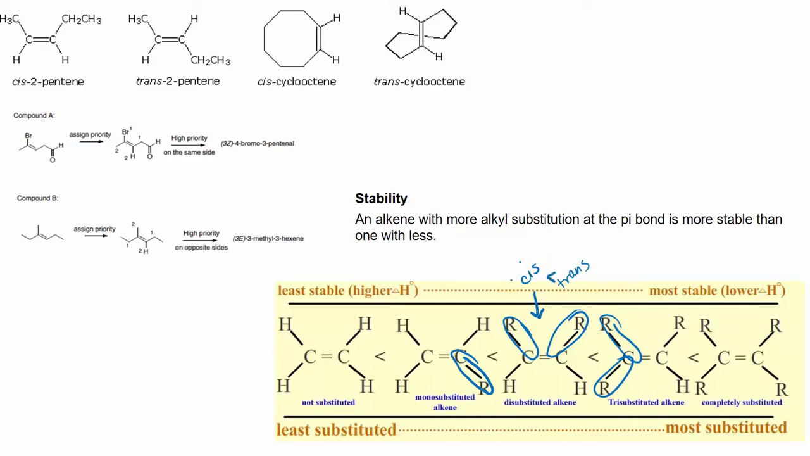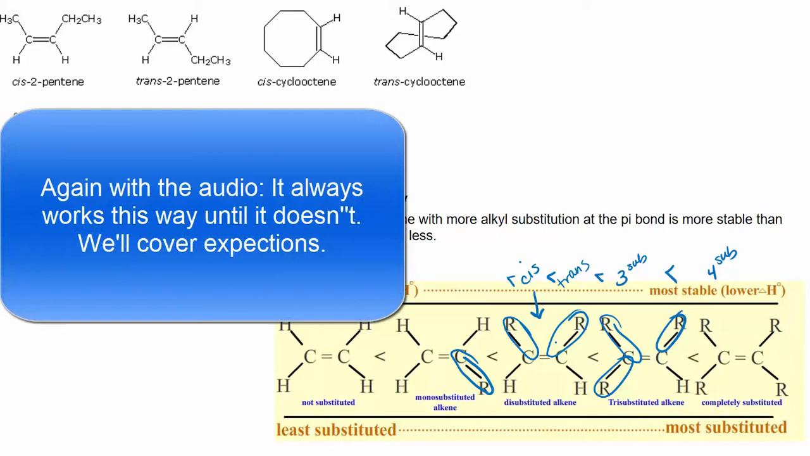So here we have 3, and here we have our 4 substituted alkenes. So remember, organic chemistry, the majority of our reactions are going to be stability driven. So when you go to predict products, the majority of the time, you will be looking for the more stable alkene. Of course, it always works this way for those exceptions as well.